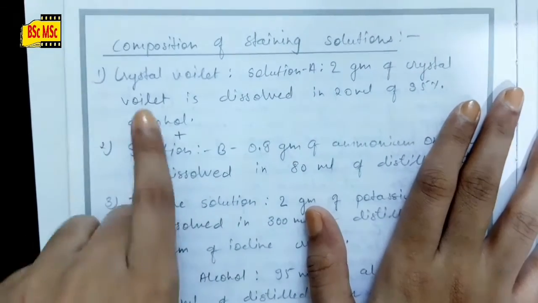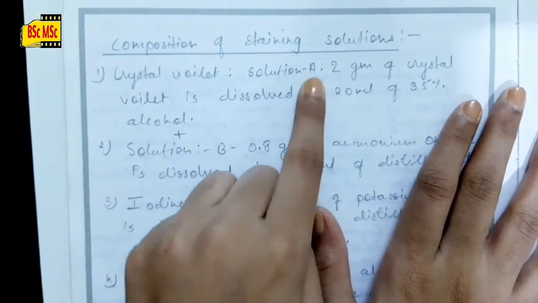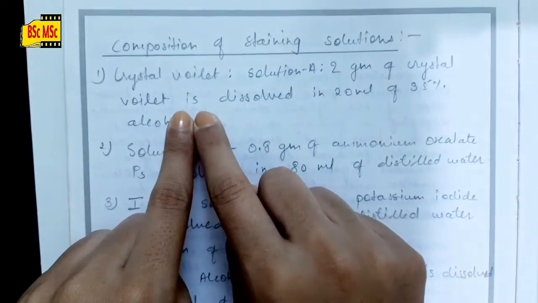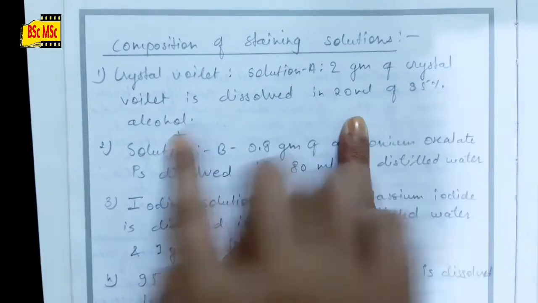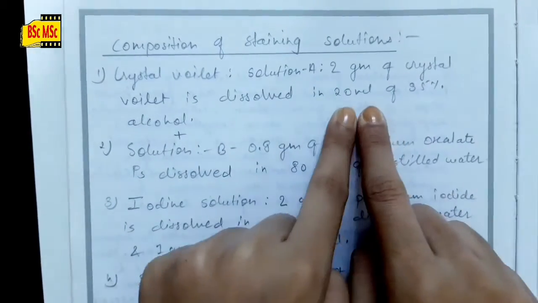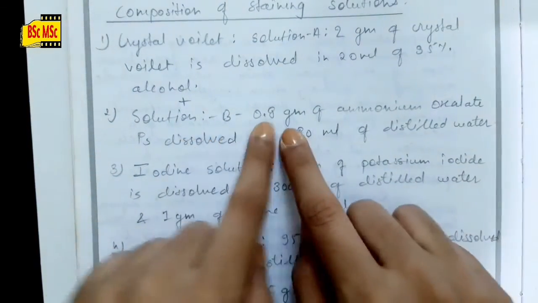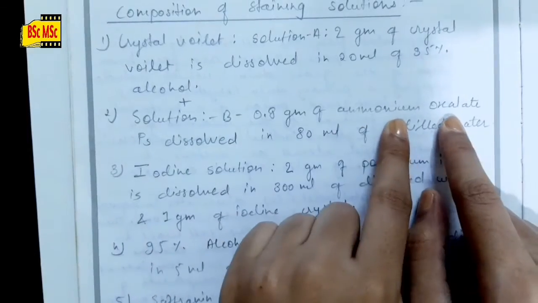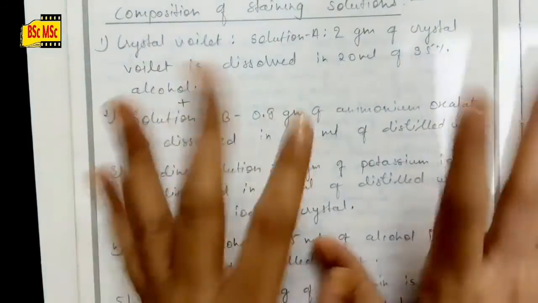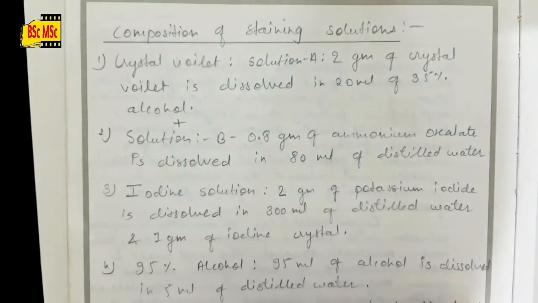For the composition of the crystal violet solution, we have to make it in two parts. First, solution A: take 2 gram of crystal violet crystals and dissolve it in 20 ml of 95% alcohol. Then solution B: take 0.8 gram of ammonium oxalate and dissolve it in 80 ml of distilled water. Then add both solutions and your crystal violet solution is ready.